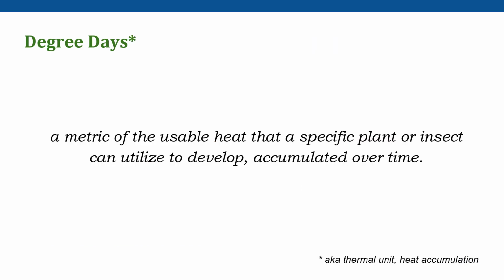An example of a weather-driven model are degree days. Degree days are often referred to as growing degree days, which refers specifically to plants, or more generally thermal units or heat accumulation. The underlying concept is the same. It's a metric of the usable heat that a specific plant or insect can utilize for development accumulated over time. So to make this a little bit more clear, let's look at some elements of this definition.